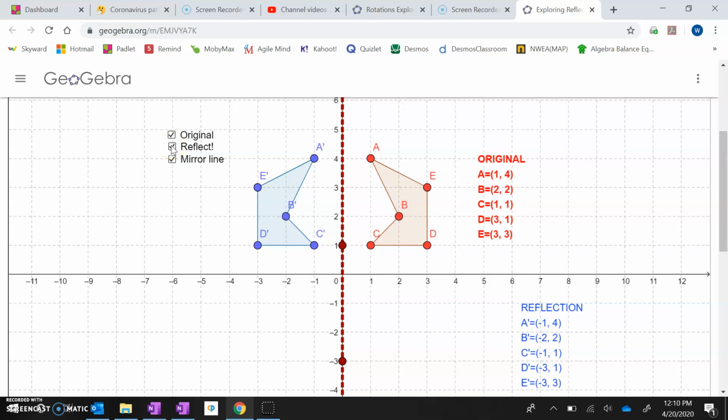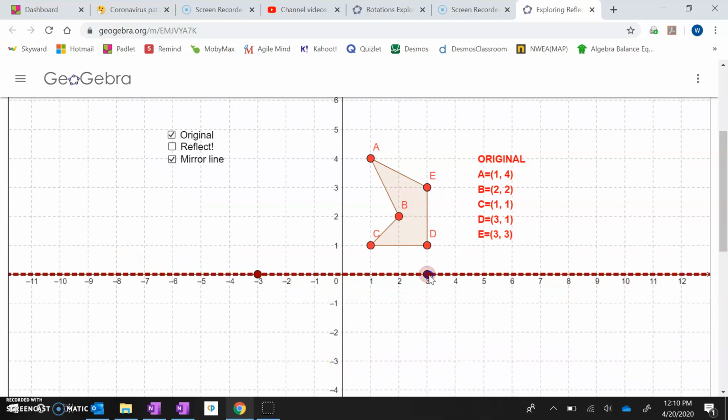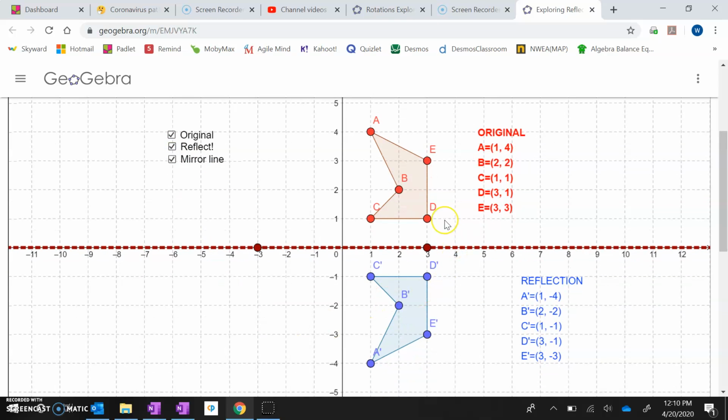So for the second part, we're going to flip it over the horizontal line, which is our x-axis. So I'm going to turn off that reflection. Snap those 2 points onto any nice whole number coordinate point that's on the x-axis, and you've got a horizontal line of reflection now. And then you can probably imagine before doing this that this shape is going to flip down into this quadrant. So the y values are going to become negative. Click on reflect, and sure enough, there it is.